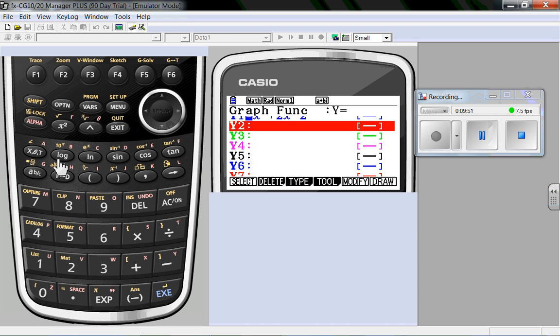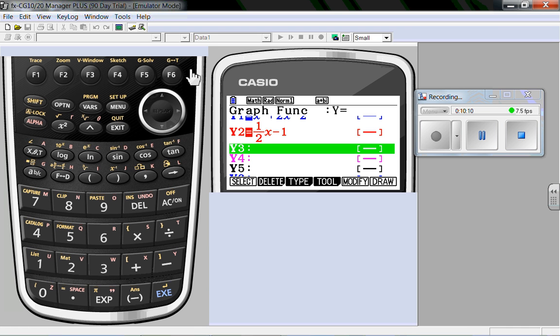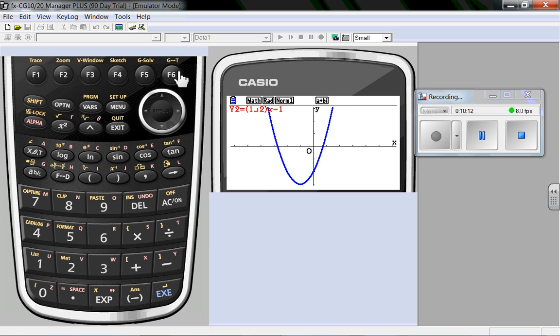That's good, but let's make it even better. Let's take and add a new function. I'm going to go with 1/2 x. Oh, let me delete that, even though that one might be interesting too. But I want to have x minus 1. Execute. Let's draw.